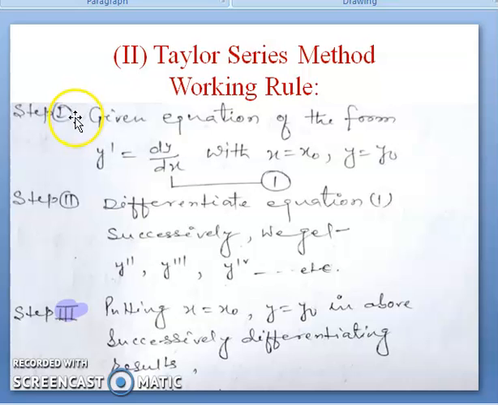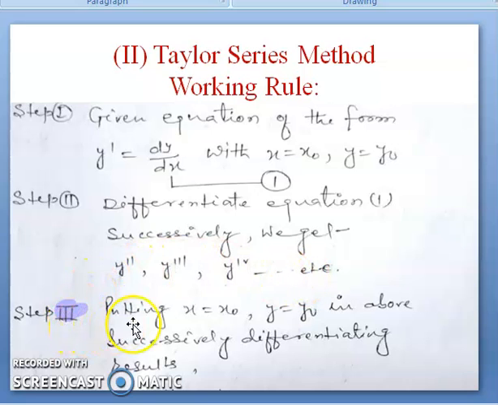In step number 1, given equation of the form y dash equal to dy by dx with x equal to x0 and y equal to y0. This is equation number 1. Now in step 2, differentiate equation 1 successively, we get y double dash, y triple dash, y fourth dash, etc. Means after differentiating successively, we get the second order, third order, fourth order, etc.